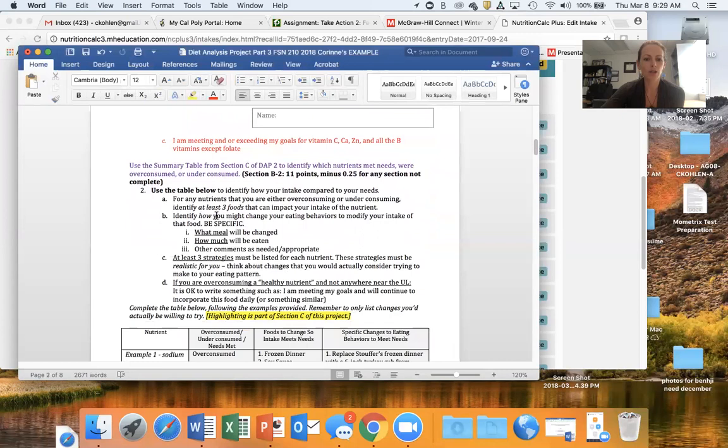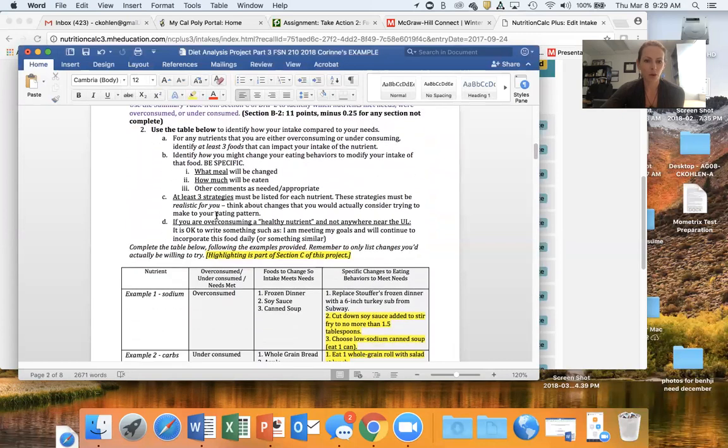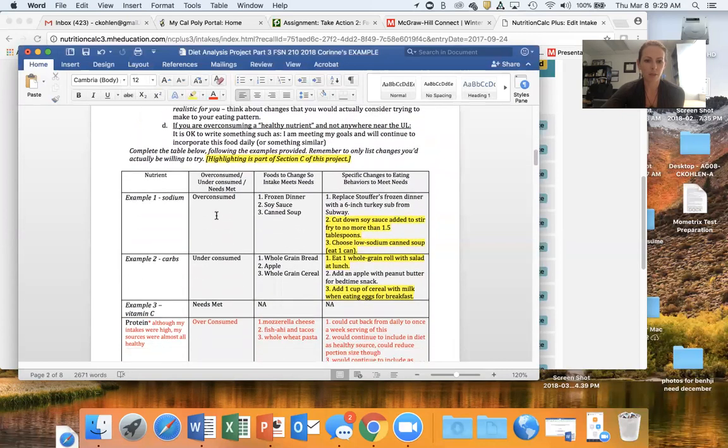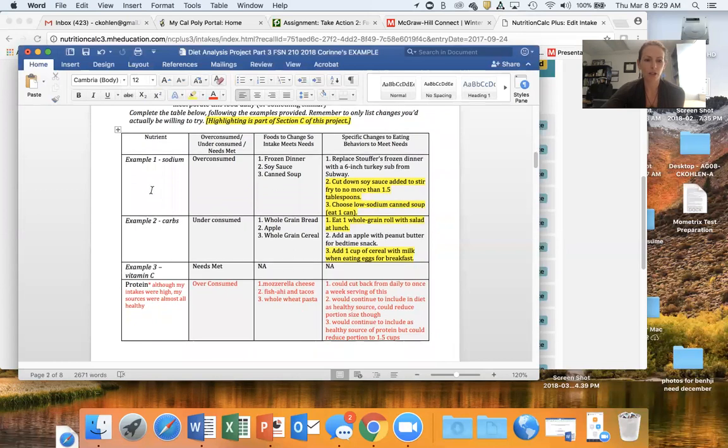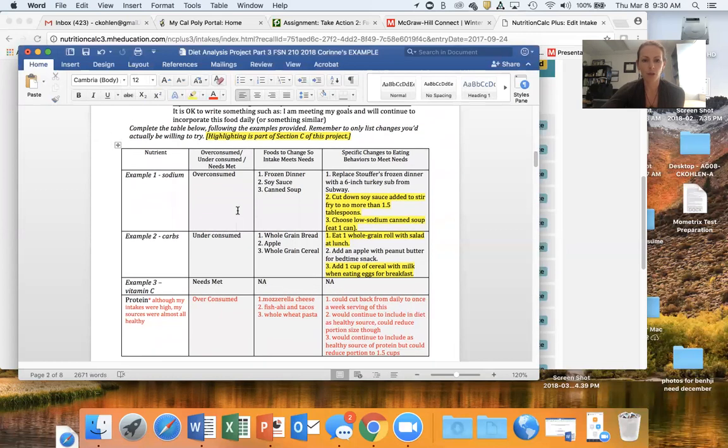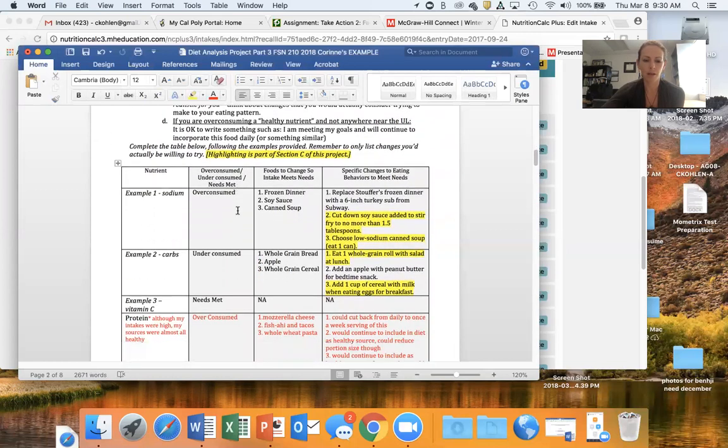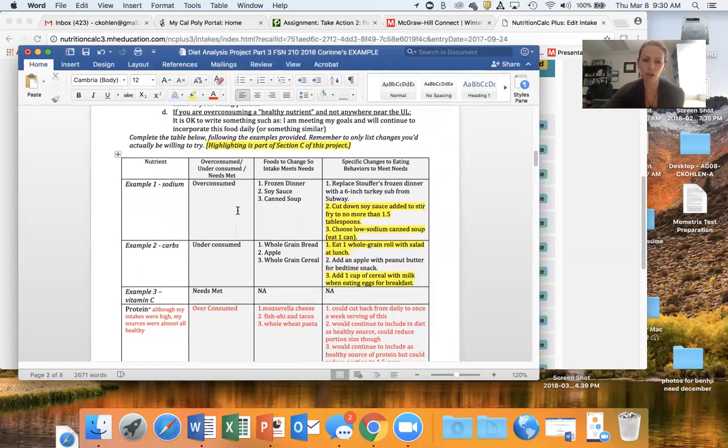Then you are going to fill out this table using the results from Diet Analysis Part 2. And what you're going to do is you're going to list each nutrient. They're actually listed for you. You're going to write if you overconsumed, underconsumed, or met the needs for it. The overconsumption would be if you were above goal for Part 2. The underconsumption would be if you were below goal for Part 2. And the needs met would be if you were within goal for Part 2.